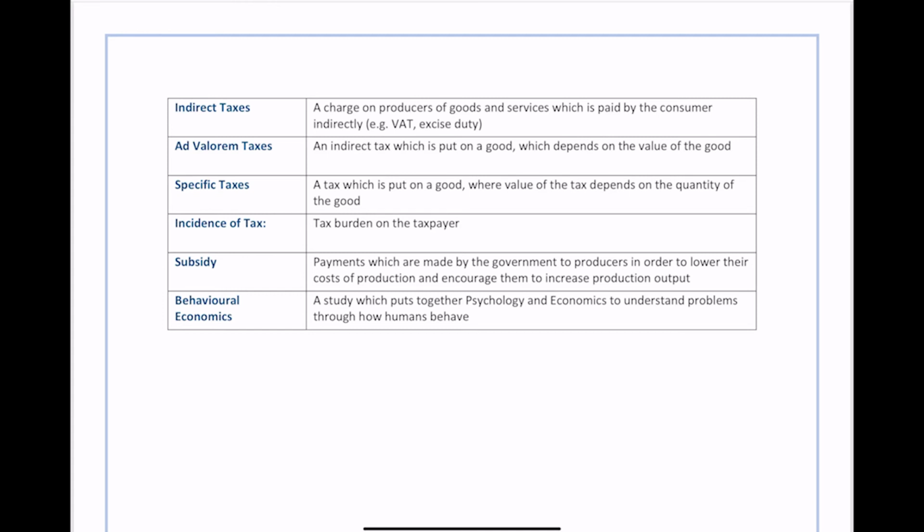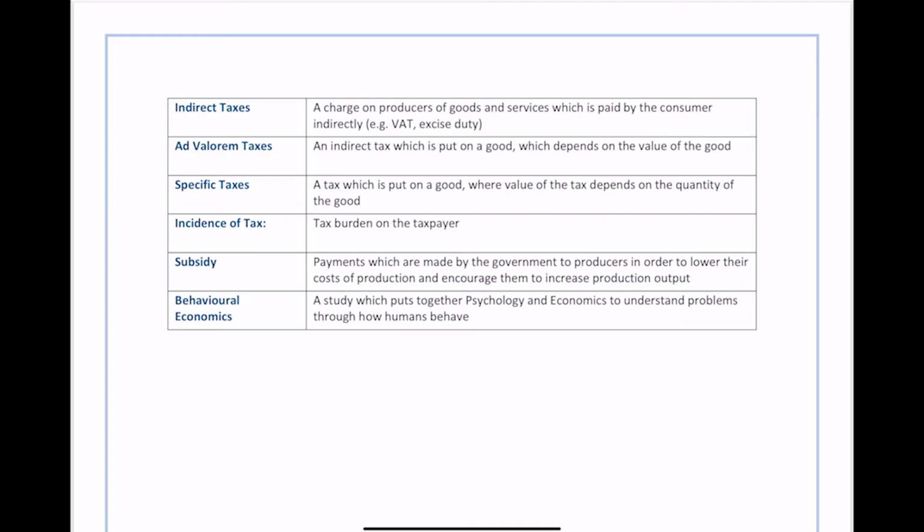It's very important when you have indirect taxes that you explain this part, that it's a charge on producers of goods and services which is paid by the consumer indirectly, and not just give examples like VAT, because a lot of people do that. When it comes to specific things, an ad valorem tax is an example of an indirect tax which is put on a good and depends on the value of the good. So the more expensive something is, the more VAT you're paying on it. That's the main point of ad valorem taxes. So that's basically VAT. Then you've got specific taxes, which is a tax on a good where the value of the tax depends on the quantity of the good. If you buy more cigarettes, you're going to pay more in terms of tax. So that's a specific tax.